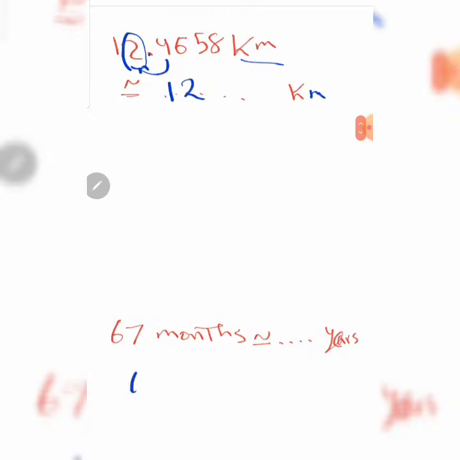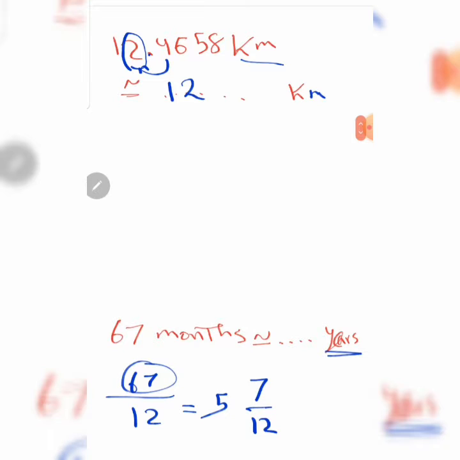67 months, also to get years I must divide it by 12, and change the improper fraction to a mixed number. 12 times what equals 67? 12 times 5 equals 60. 60 plus 7 equals 67. So to approximate, 7 multiplied by 2 equals 14, greater than 12, yes, so 5 will be 6.